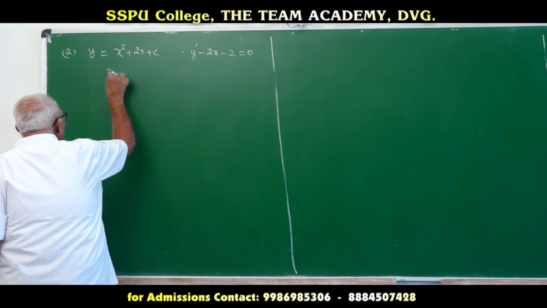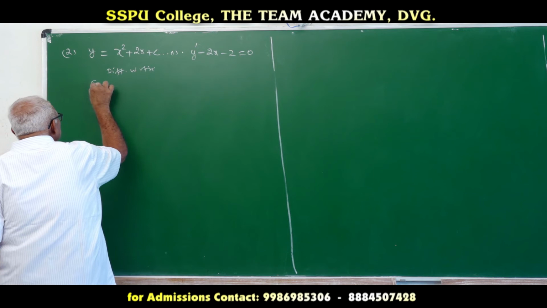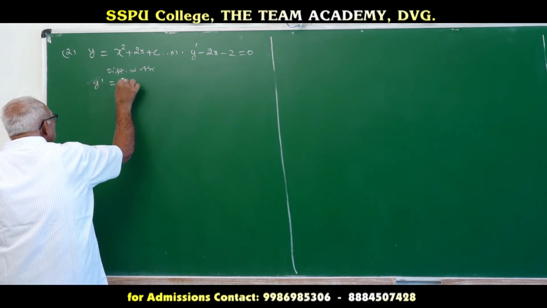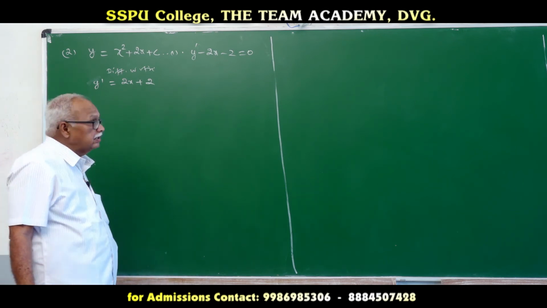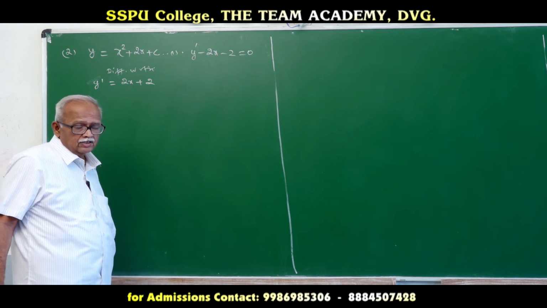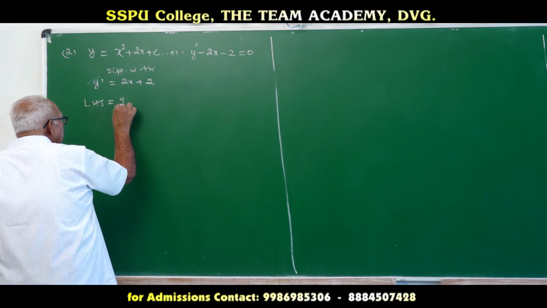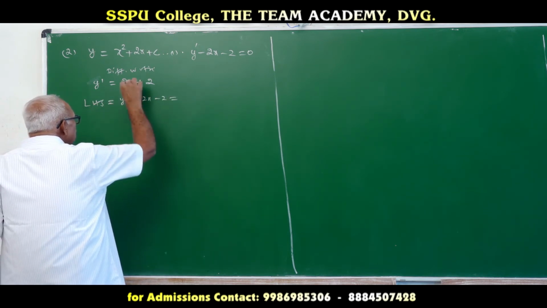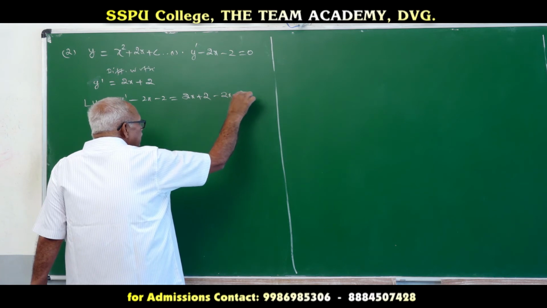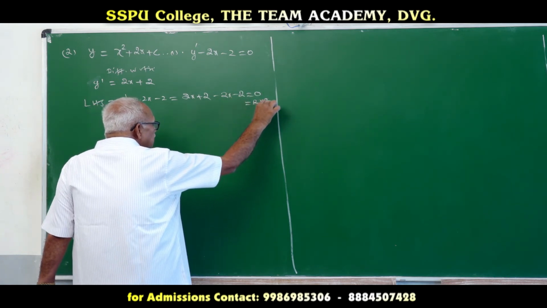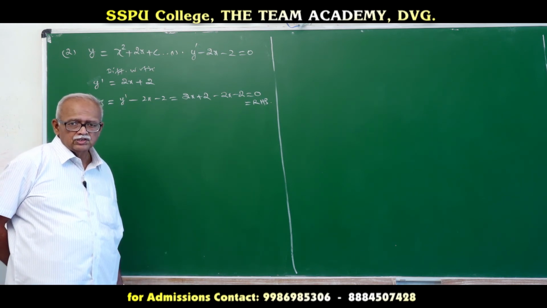Now, differentiating with respect to x, keep this as 1, y dash is equal to 2x plus 2. So, in the given differential equation only y dash is there. So, we can stop it. So, what is here? LHS is equal to y dash minus 2x minus 2. What is y dash? 2x plus 2 minus 2x minus 2 is equal to 0, which is equal to RHS. So, verification is over.